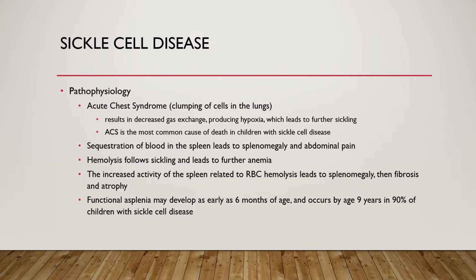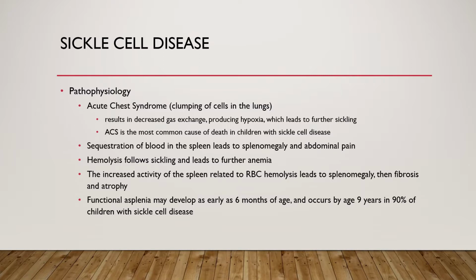and we've got to break that vicious cycle. Another thing, and this is the thing that most often kills our sickle cell patients, is acute chest syndrome. And what happens is you have those sickled cells clumping in the lungs. And so you get decreased gas exchange, get hypoxia, more sickling, again, that vicious cycle. It's the most common cause of death.